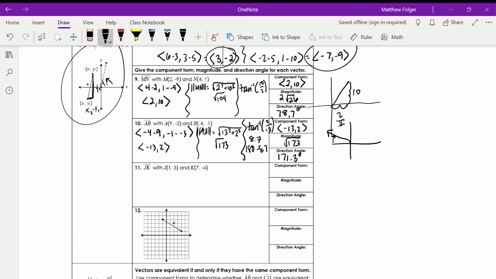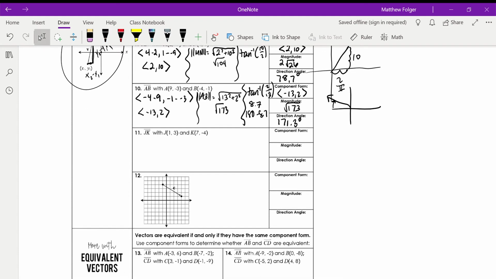All right. Number 11 is the same thing. Again, try it on your own first. See if you can get it. If you can't, just follow along. See if you can get it this time. So component form. Subtract the x's first. 7 minus 1, and then -4 minus 3. So we have 6, comma -7 as the component form.